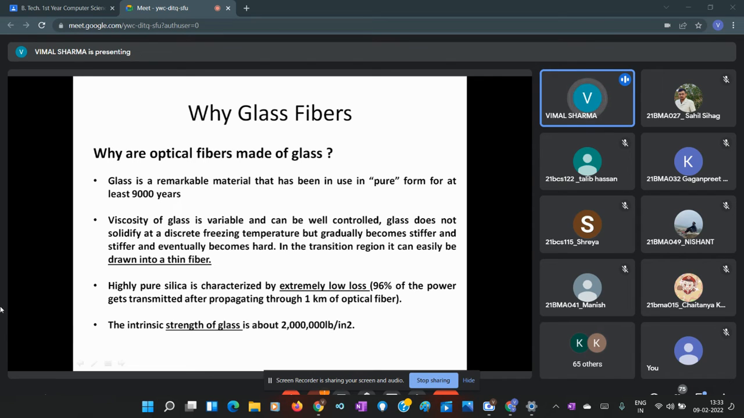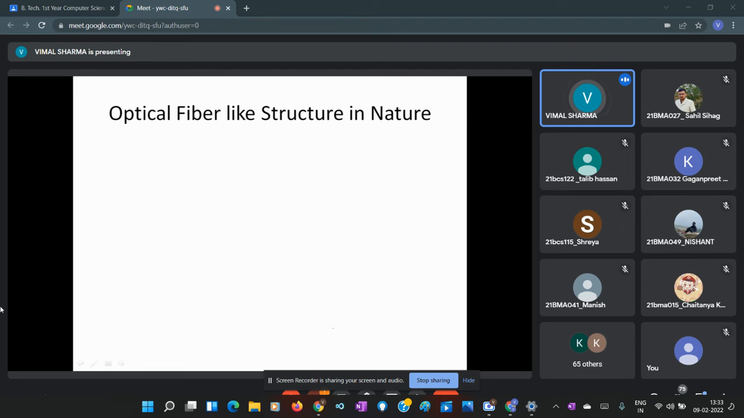And we also choose this material because its strength is good. It is optical fiber, so where there is optical fiber there are environmental effects and other things, so strength should be good. So strength is also good. It is about this many pounds per inch square. Okay, so these are some.